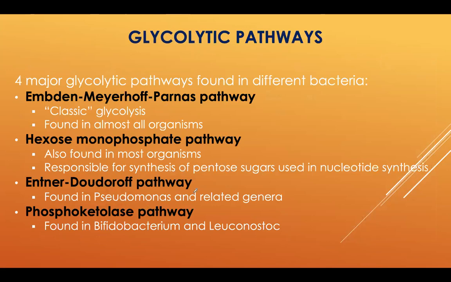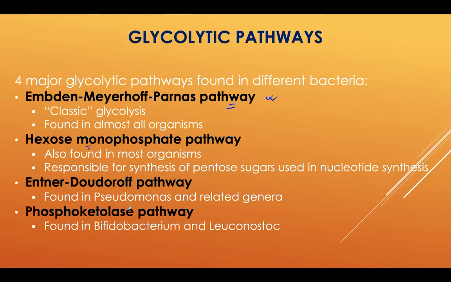4 different types of process are there. This is the classic glycolysis we all do. Okay, so 99% of organisms follow this pathway. There is another one, hexose monophosphate. It's a really old procedure, old organisms. Now there are very few organisms who do that.